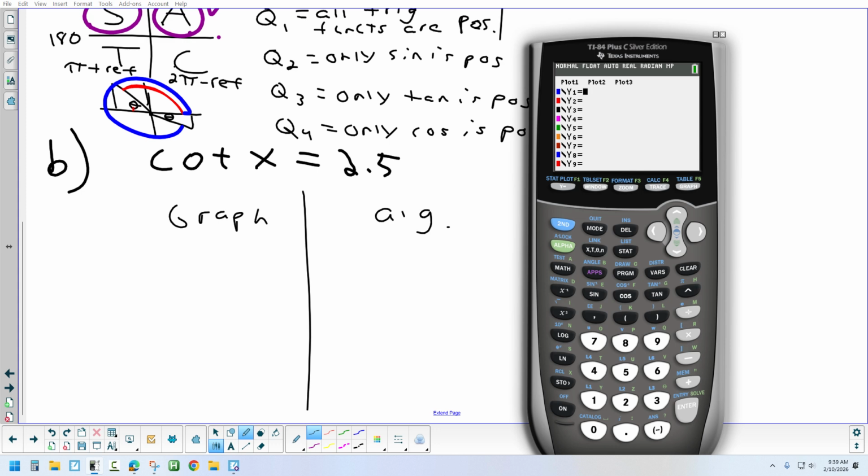And there's a couple ways you can do it. It's one way I'm thinking of. Yep, 1 divided by tangent. The other way is cosine divided by sine. That's the same thing. So we got 1 over tangent. And in y2, we're going to do 2.5. What is the period of cotangent? No transformations at all, just the basic period of cotangent.